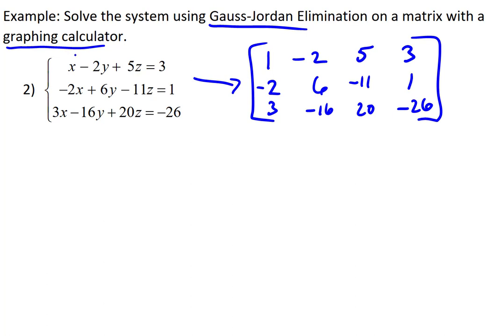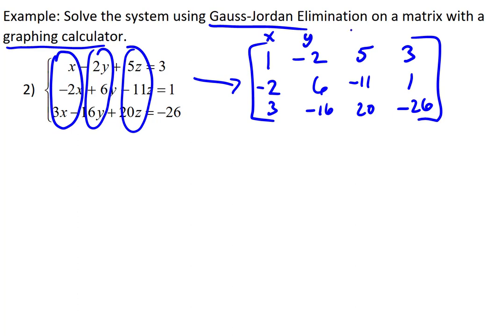Let's take note of the fact that like terms are lined up vertically. We have the x terms, then the y terms, then the z terms, and then all the equal signs. That has to be the case if we're going to make that assumption with our matrix as well. So let's just note that that is the case. And just to be clear, I'm going to label those variables above each column in the matrix. Now, our goal is to use a graphing calculator to do Gauss-Jordan elimination. So we'll go ahead and put our matrix in and do that next.